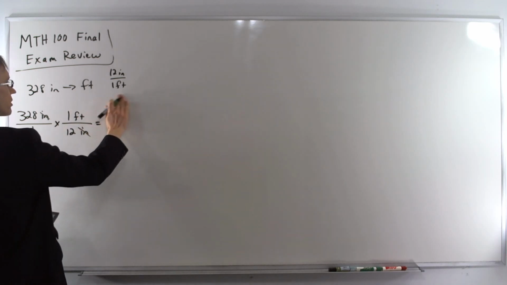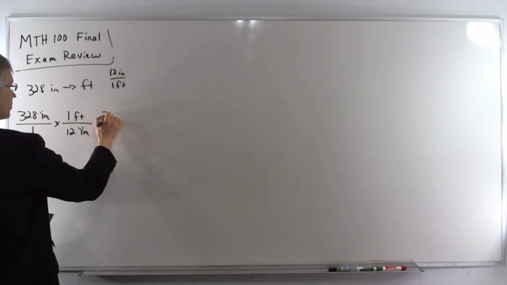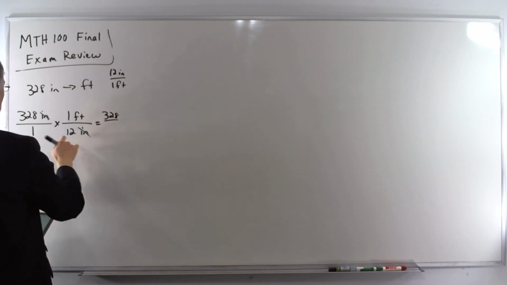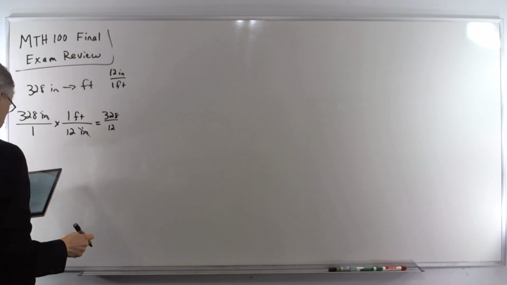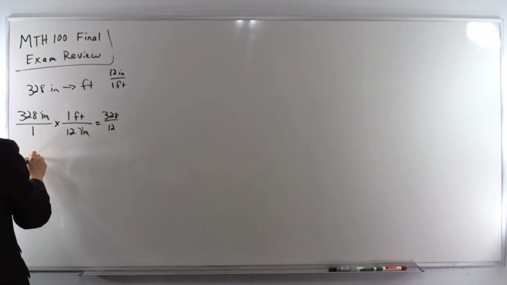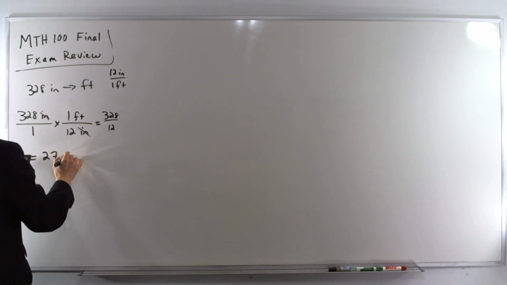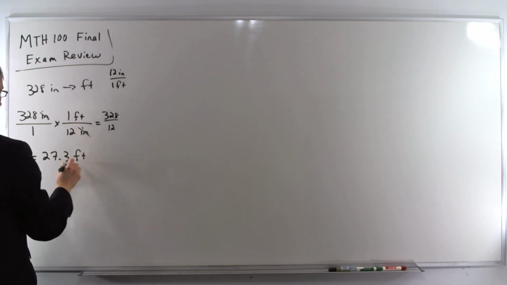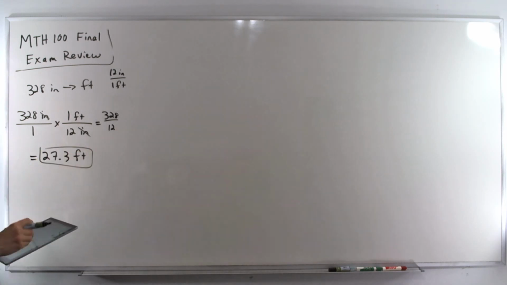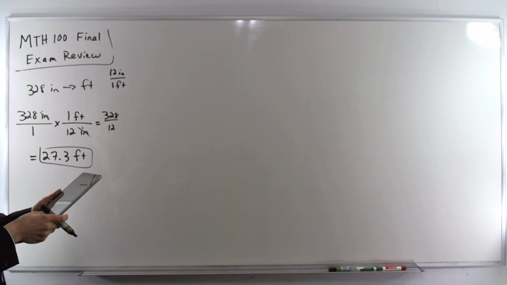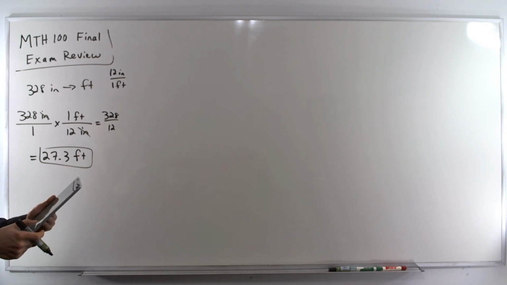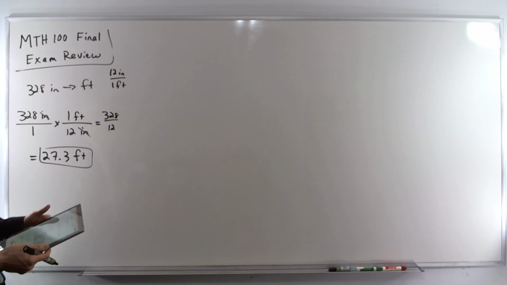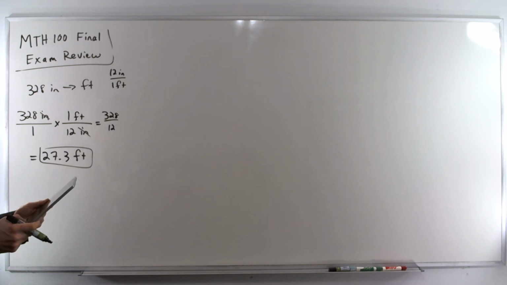Now we're going to multiply straight across. So we get 328. 1 times 12 is 12. Divide those out. And that gives us 27.3 feet. Make sure you include the units in your answer. When it comes to these, whenever you write a number, write the units. Except here. All right, now we're going to convert between metric units.